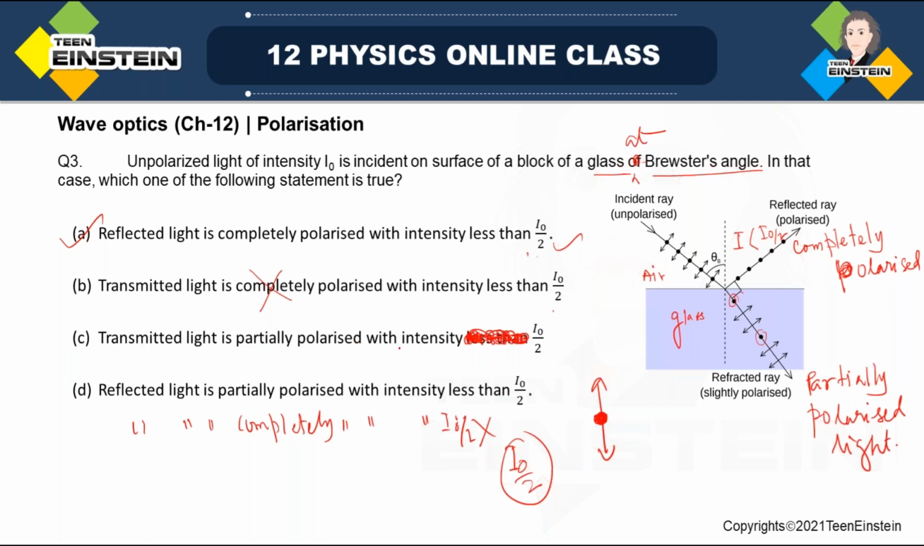Transmitted light is partially polarized with intensity I0 by 2. This is also not correct. This is not with intensity I0 by 2. Partially polarized is fine, but intensity will not be I0 by 2.